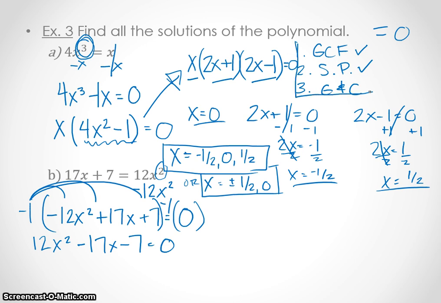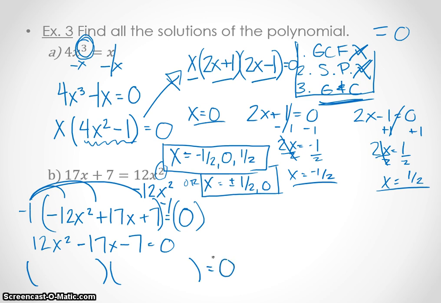So let's go ahead and do our factoring. So first things first, GCF. We have 12, 17, and 7. No good. X squared, x, and nothing, so no GCF. Special pattern, square root of 12, square root of 7, no. So we're left with guess and check only. So here we go. Let's make our 2 binomials equaling 0.